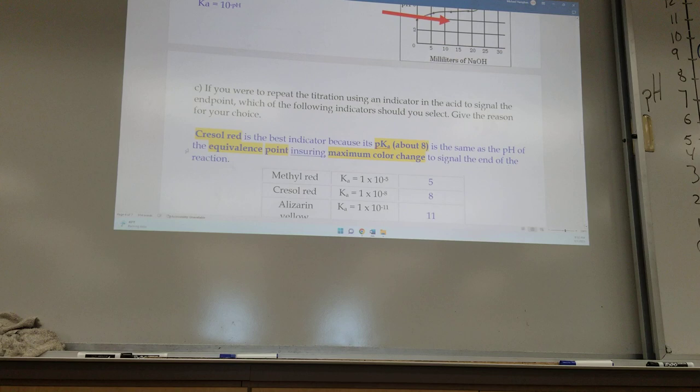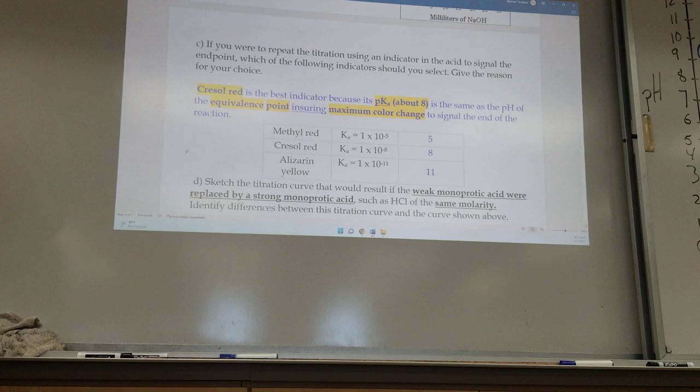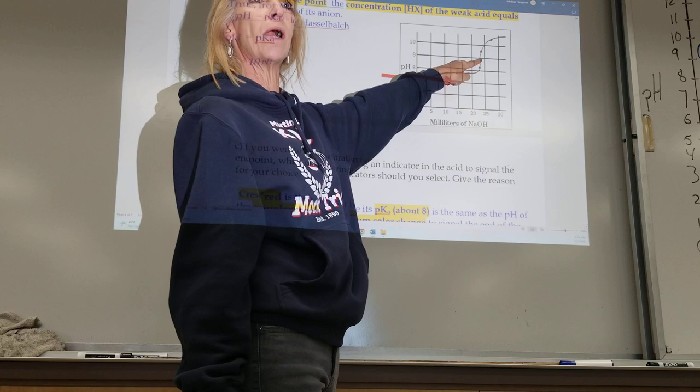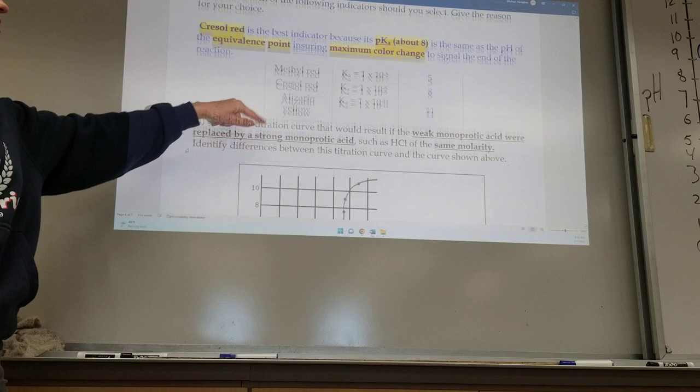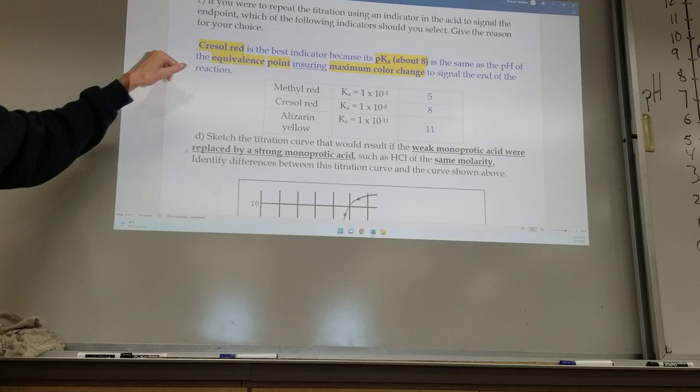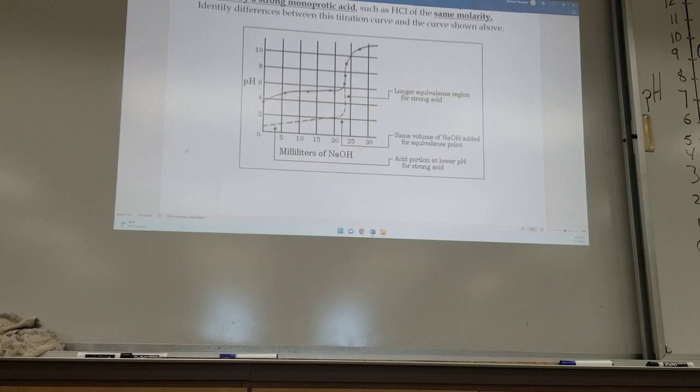If you were to repeat the titration using an indicator to signal the endpoint, which would you use? Well, this is acidic. Basic. Why is the salt basic? Because the acid is a weak acid. And so we're going to shoot for something like an 8. So cresol red, because the pKa of cresol red is about an 8, which is the same as the pH of the equivalence point, ensuring maximum color change to signal the end of the reaction. Everyone did the strong acid titration, something like that, good enough.